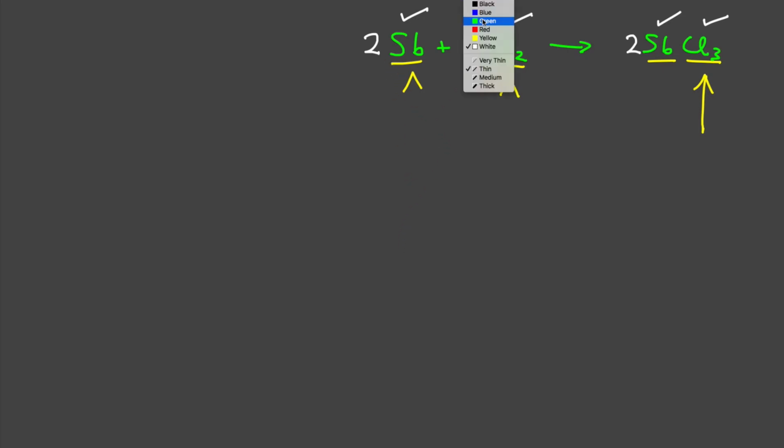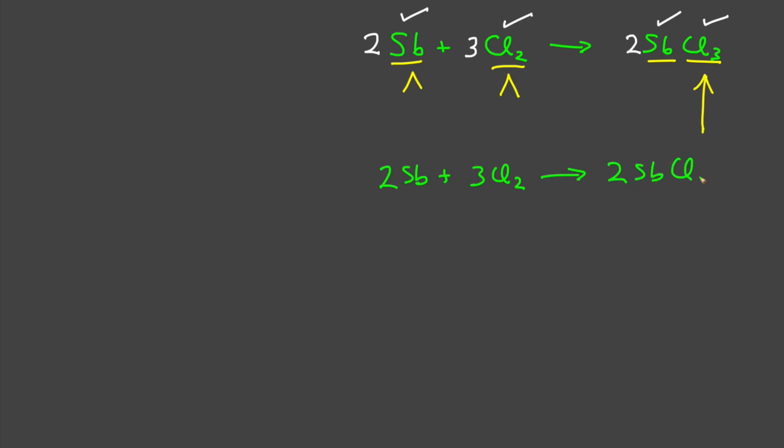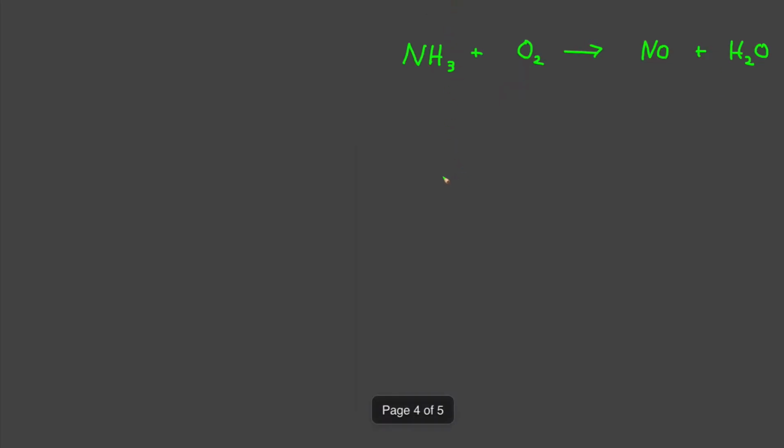2Sb, 2 antimony, plus 3 chlorine molecules is equal to 2 antimony trichloride. And that equation is now balanced using cross multiply. Let's do one more where we combine these so you can see the utility. This is a little bit harder problem, and so let's look at that.